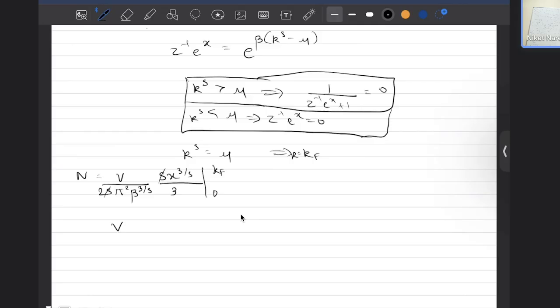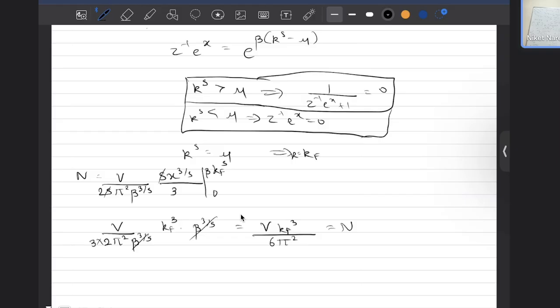So what we have is v divided by 2 pi square beta power 3 by s, into, actually there is a 3 also inside, and I have kf cube, into beta power 3 by s here also. So this also gets cancelled. What I have is v kf cube divided by 6 pi square is equal to capital N.